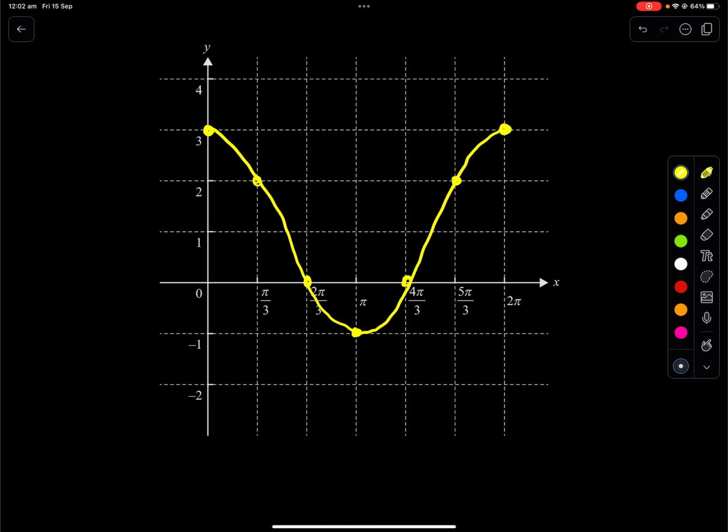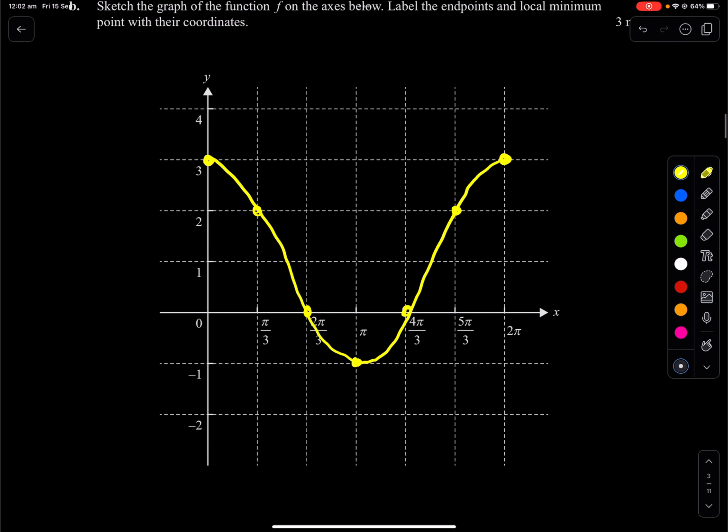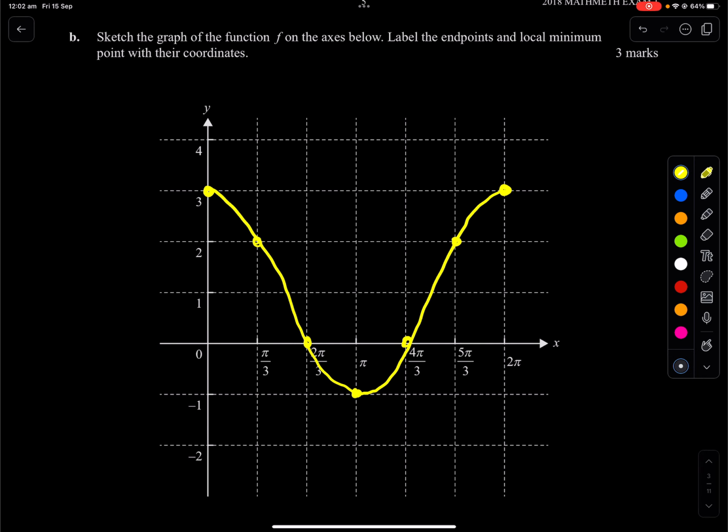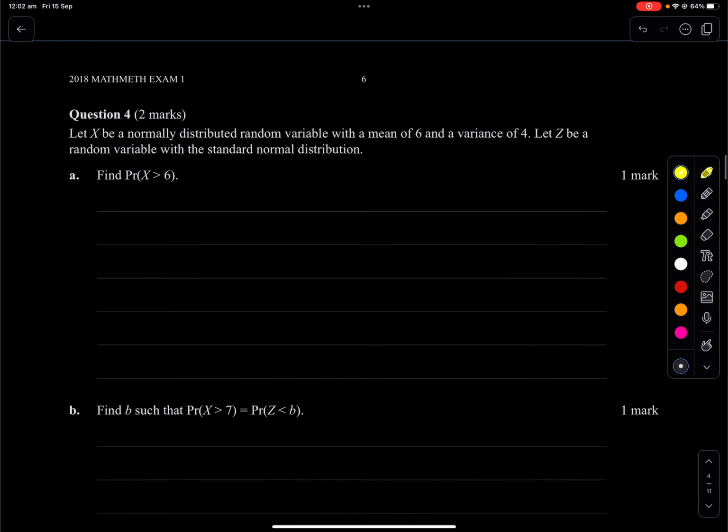I hope, yeah, it's like, yep. And we need a label, sketch the graph of the function, label the endpoints. Well, this endpoint is 0 on 3, 2 pi on 3, local minimum, pi on negative 1, with the coordinates. That's that. Done. Question 4.